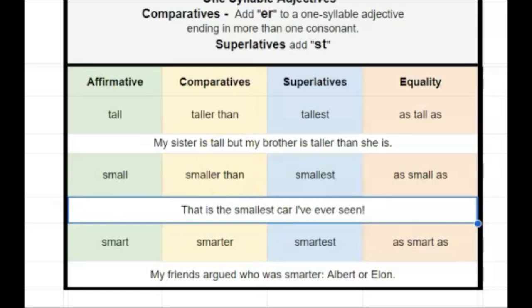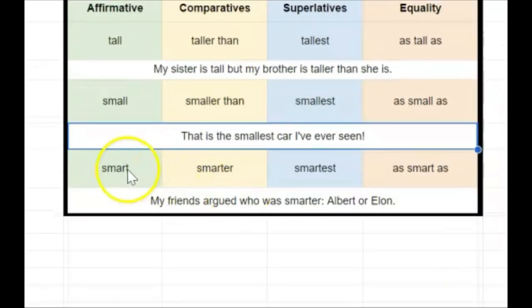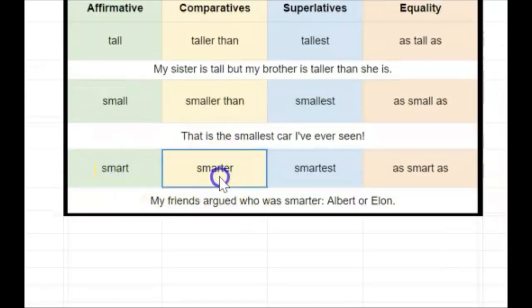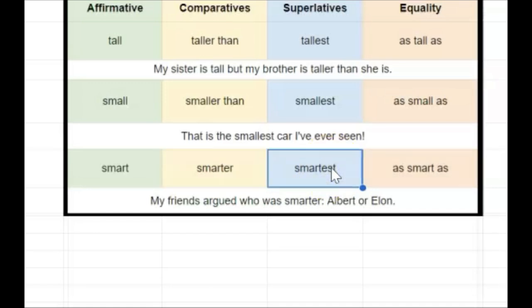And the last example that we have here in this category is smart. The comparative is smarter. And in American English, the T kind of softens, so it's not smarter, but it's smarter. And when you say it quickly, it's smarter. Superlative is smartest, and the equality is as smart as. The example that we have here is, my friends argued who was smarter, Albert or Elon.